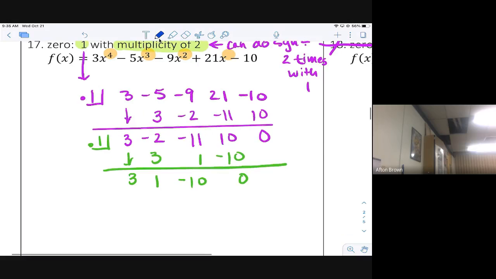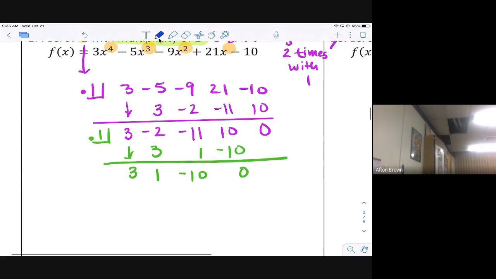Okay, so I started with the degree of 4. What degree am I down to now? At this level, I'm at a degree of 3. At this level, I've come down to a degree of 2. Okay, so each level, I'm subtracting off a degree.